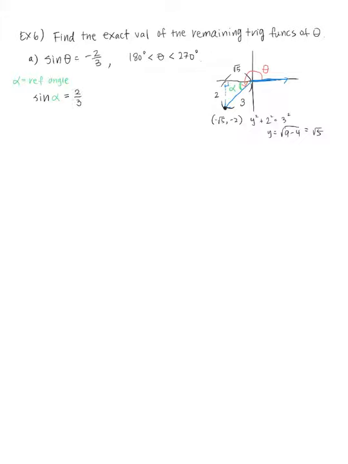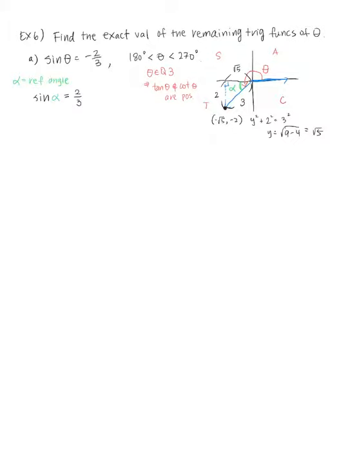Okay, and let me write down the positive quadrant. All students take calculus, and also notice that theta lies in quadrant 3. That means who's positive in there? Only tangent of theta and cotangent of theta are positive, and the rest are all negative. So keep that in mind.